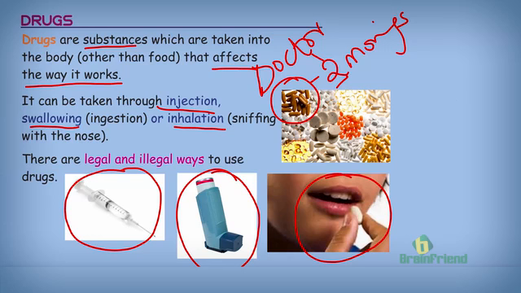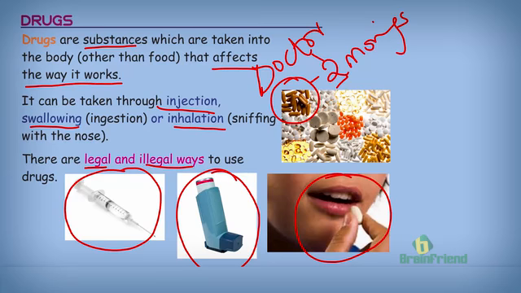But there's a wrong way to take drugs. Sometimes we take drugs without the prescription of our doctor. Or when the doctor has prescribed, we choose to take it just the way we want. It's a wrong way to take drugs. It can be seen as the illegal way to take drugs, while the legal way of taking drugs is by taking it as prescribed by your doctor.